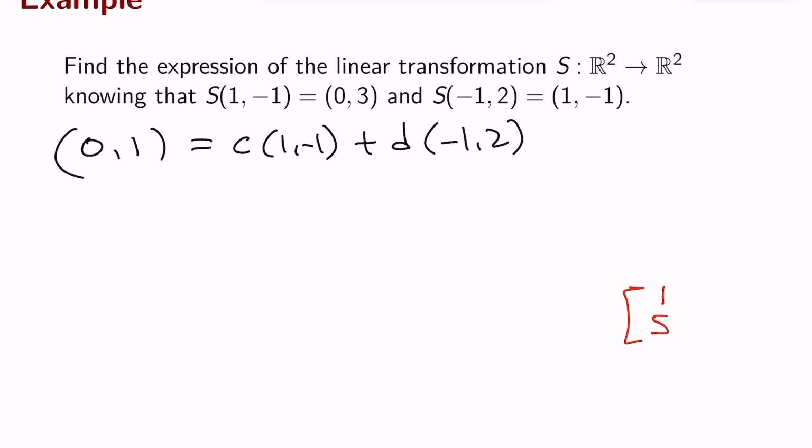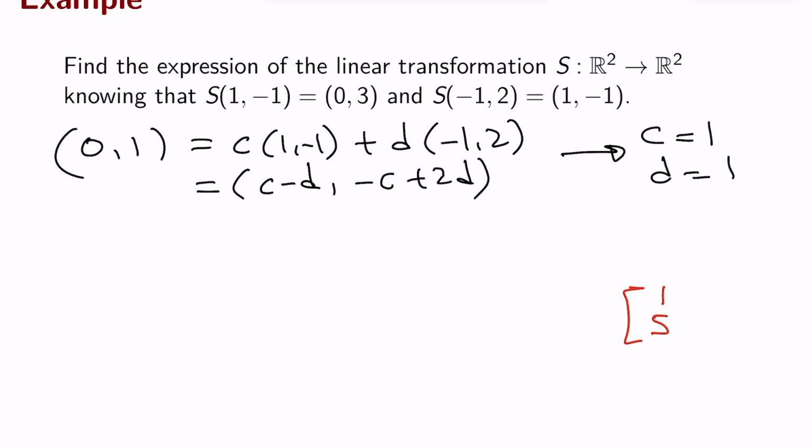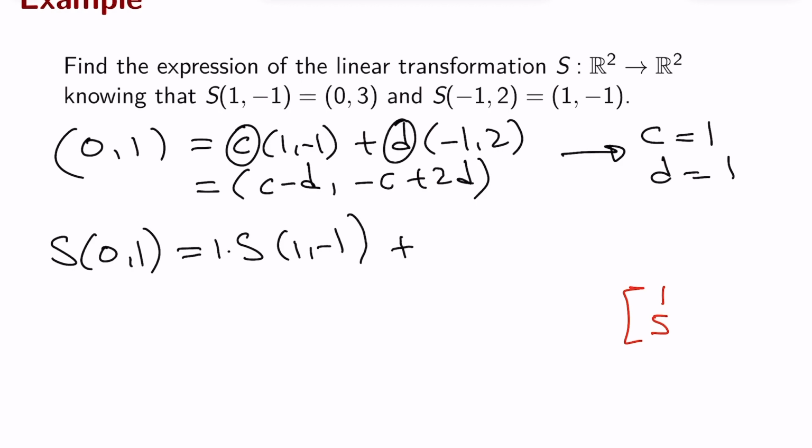When you do the operations here, the same that we did before, we will get C minus D, minus C plus 2D. You put them equal to each other and you calculate the result of the system, and you will get that C is equal to 1, D is equal to 1. And so you have the numbers that you need there. And so S of (0, 1) will be equal to, here is a 1, so 1 times S of (1, -1) plus D is also a 1 times S of (-1, 2).